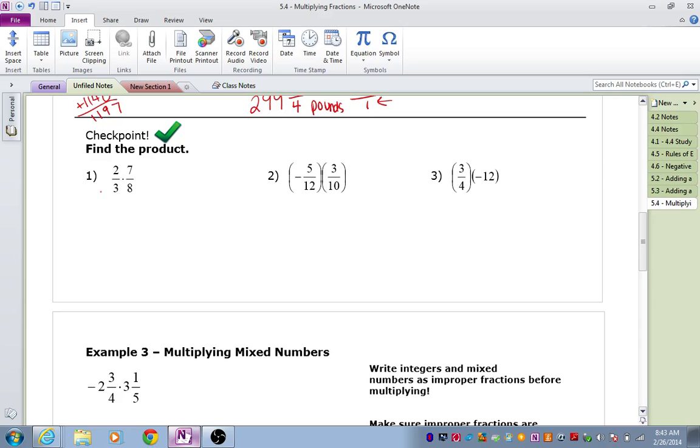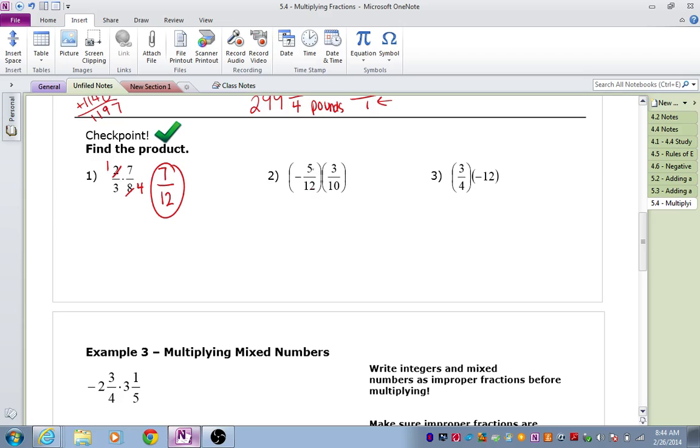Okay, for number 1, there's a 2 in the numerator here and 8 in the denominator there, so we can divide out a 2. 2 goes into 2 once, 2 goes into 8 4 times, and that is the only thing we can divide out. So we have 1 times 7, which is 7, and 3 times 4 gives us 12, so 7/12.